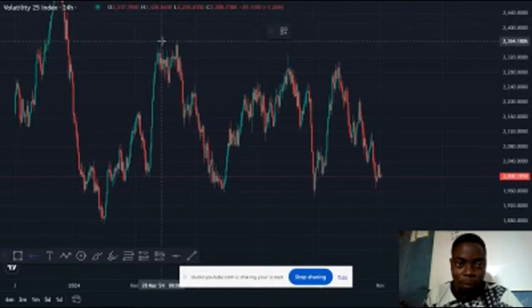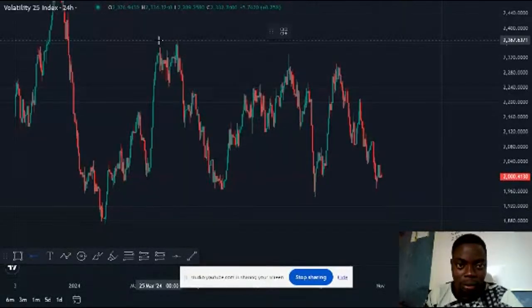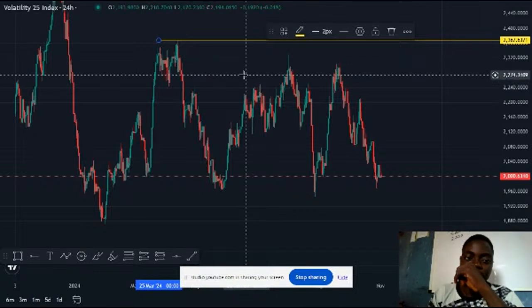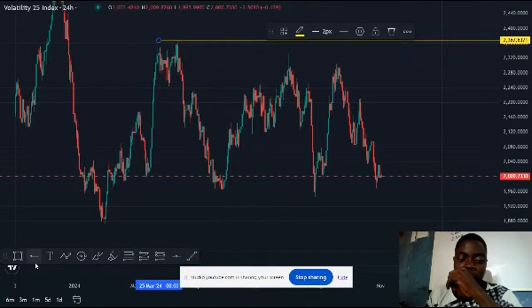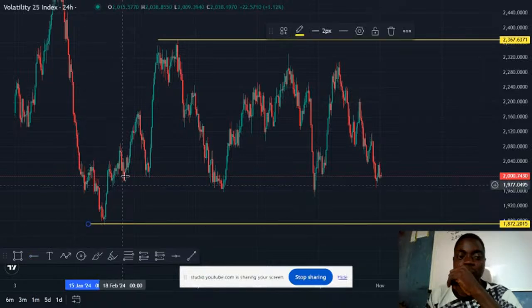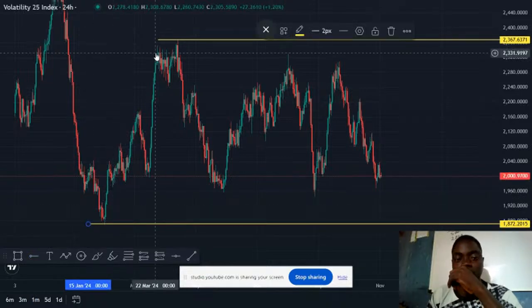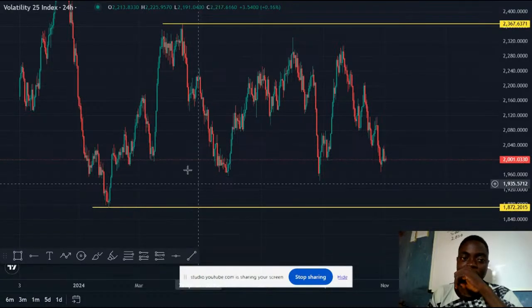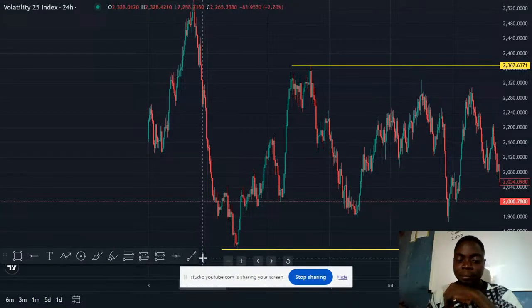Price pushed up and formed this high, right? This high was formed. This was the low. This was the low that price made before price pushed up. All right. And price took it out. Because technically we have a break of structure here.